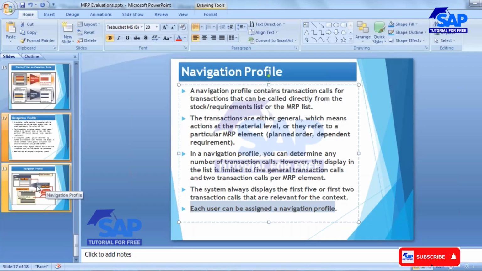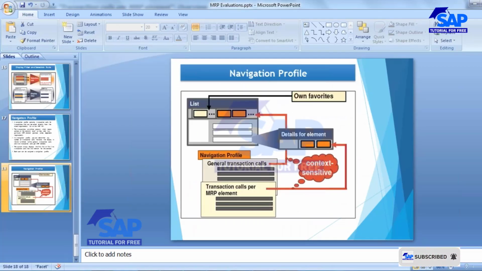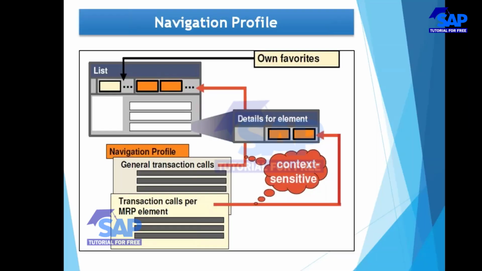It basically saves your time. That's all. You can have your own favorites. Here you will be having your own favorites. So general transaction calls, and then per MRP element you can have some transaction calls. So this is the navigation profile.